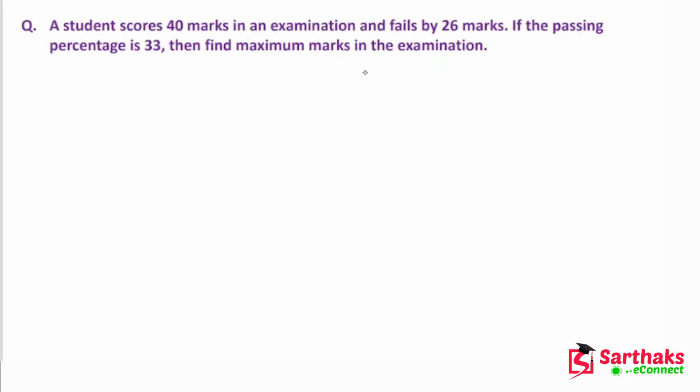Okay. So if the paper was of 100 marks, 40 marks would mean 40%, so he must have passed. Now he is getting failed. Simple, that means the paper is of more than 100 marks. So this way you can approximate some of the answers also, right?